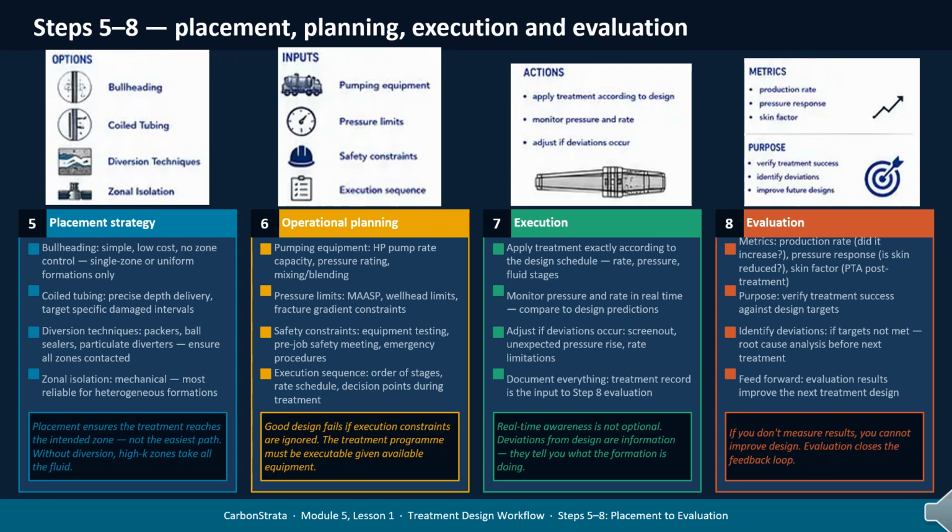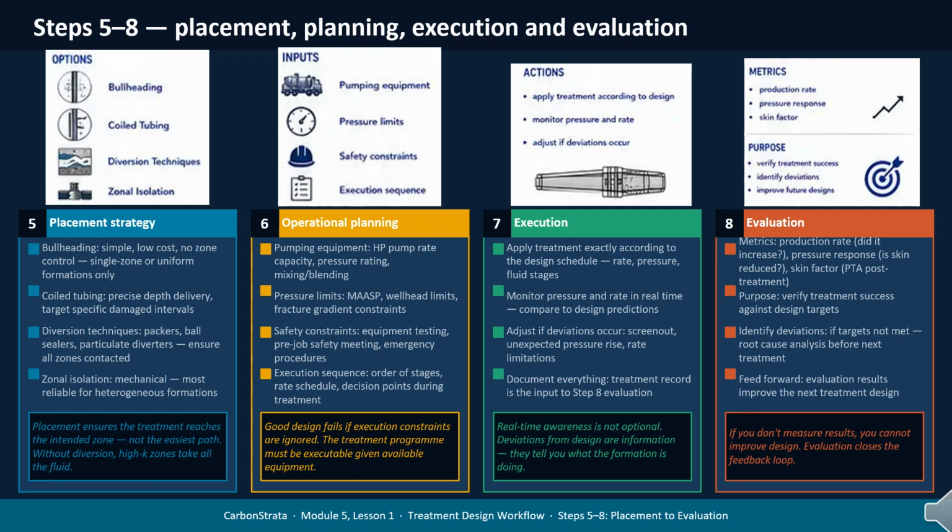Now look at the options: bullheading, coiled tubing, diversion, isolation. These are not operational choices. They determine where the treatment goes. Without control, fluid follows the easiest path, not the target zone. So the wrong interval gets treated, and the right one gets nothing.